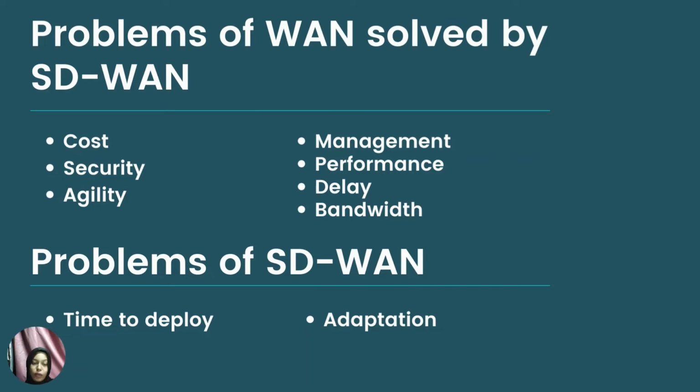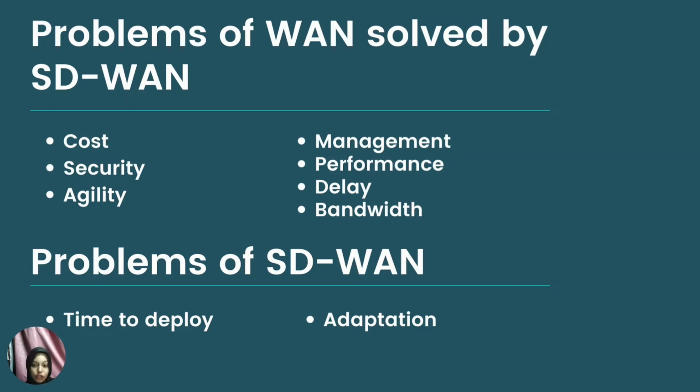And as for the problems that might arise once SD-WAN has been properly implemented, there are the time to deploy and also the adaptation. As for the time to deploy, SD-WAN is still relatively new, and the papers, as you can see, are dated 2020 and 2021. So the users who have been using SD-WAN will be having a hard time deploying SD-WAN.